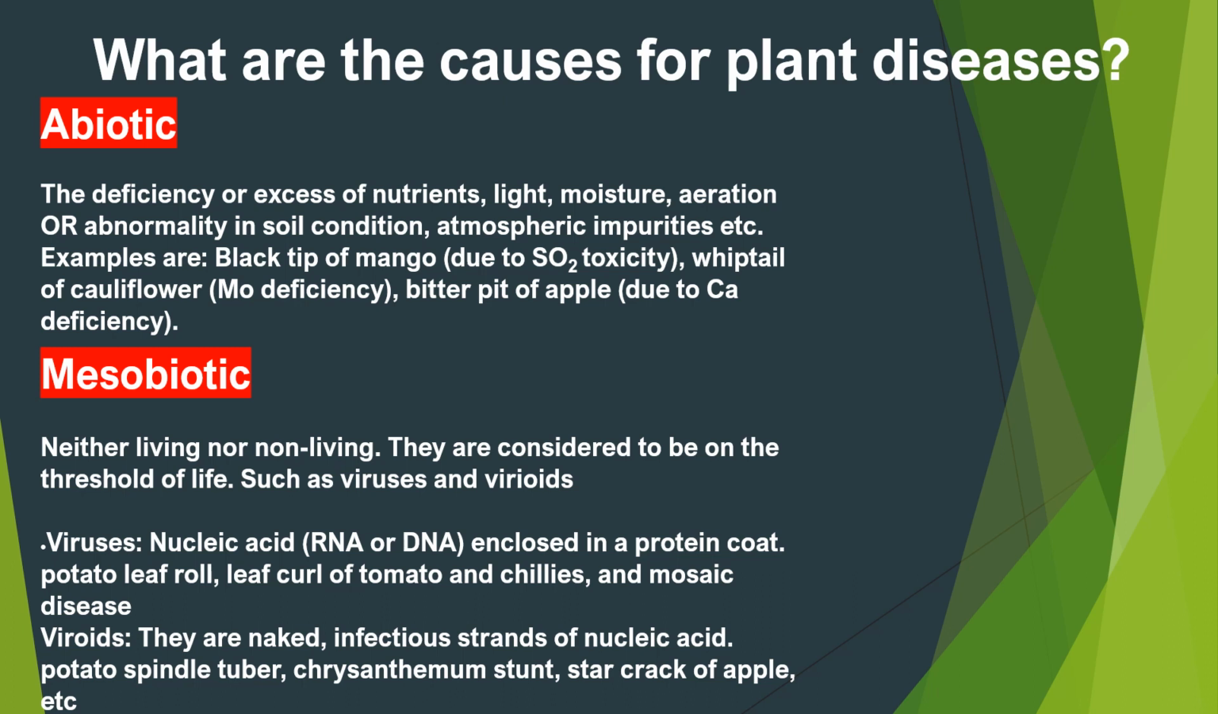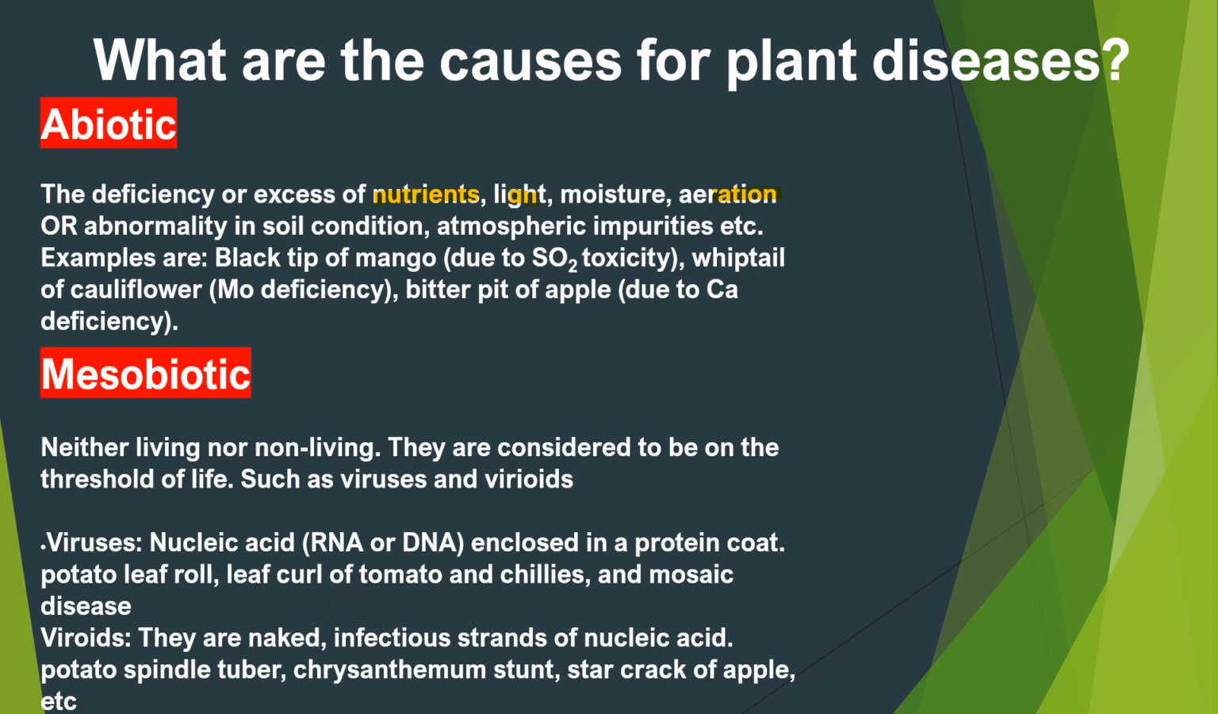So plant diseases, if we just classify the causes of plant diseases, we can divide them into three types: the abiotic causes, the mesobiotic causes, and the biotic causes. So abiotic causes, as the name indicates, are non-biological causes. They are not caused by any pathogen, and they are due to abiotic factors like nutrients, light, moisture, aeration, or abnormal soil conditions, or any atmospheric condition that leads to the disease in the plant.